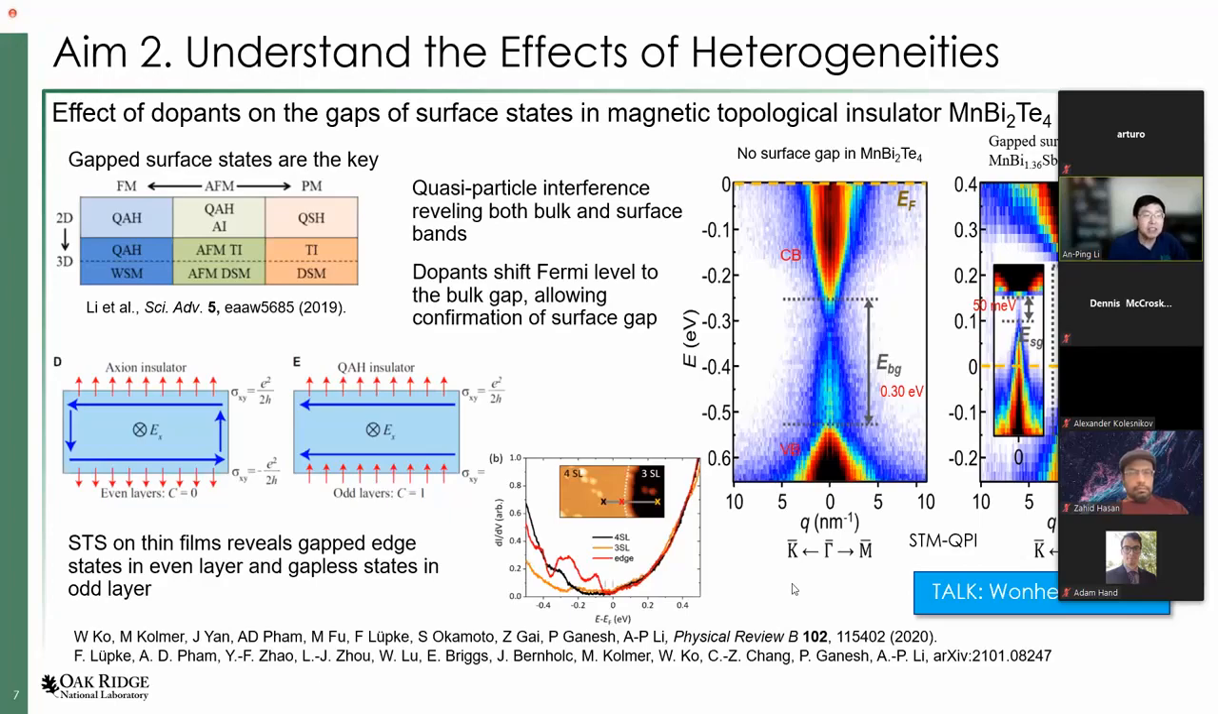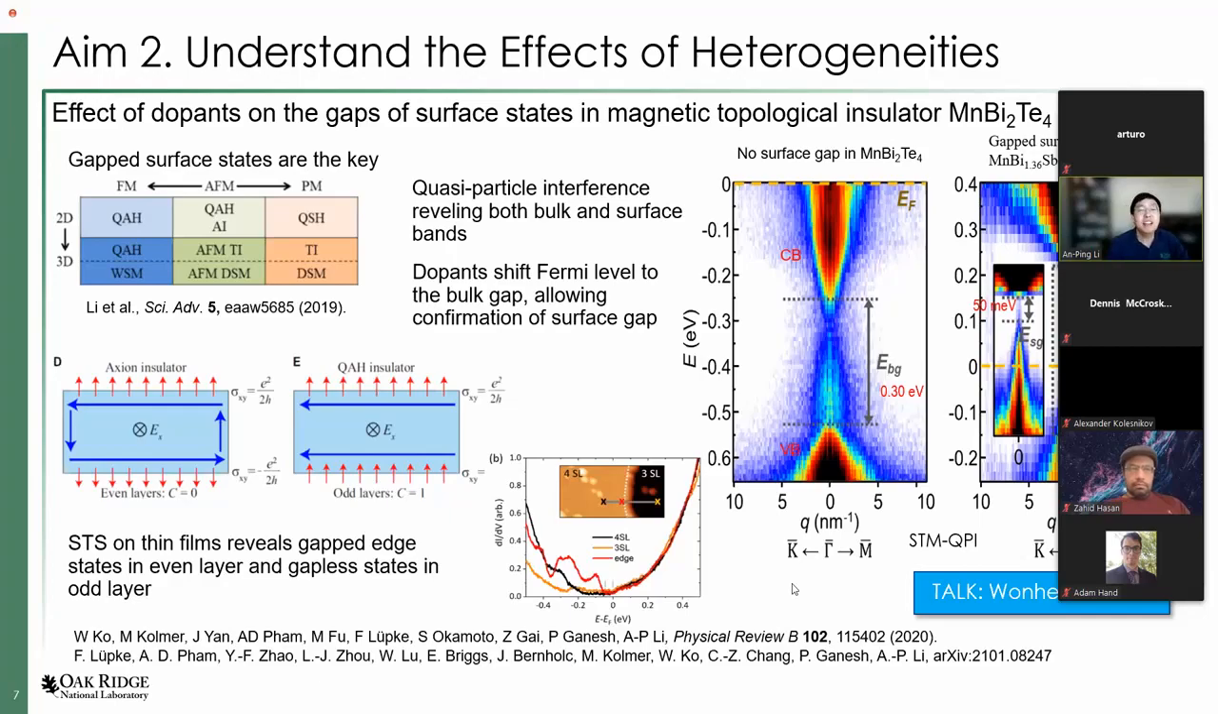Moreover, by using thin films with different thicknesses, we can visualize both the axion insulator state and also the quantum anomalous Hall state at the edge of thin films. He will talk more in his talk.